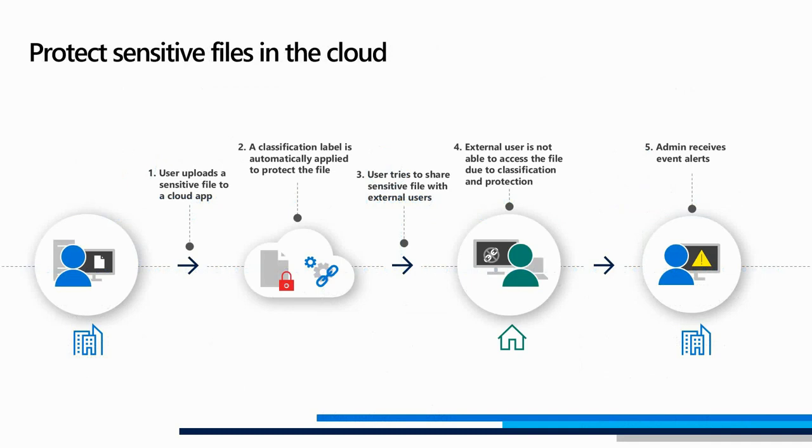So now let's walk through a typical use case. Let's say you have an internal employee who uploads a sensitive file to their personal OneDrive. Because of the file policy you created in MCAS, a classification label gets automatically applied to protect this file. Now, what happens when a user tries to share this file with an external party, possibly even a competitor? That external user won't be able to access that file due to the classification label that was applied. And then lastly, an admin will receive an alert that this happened and can further investigate.